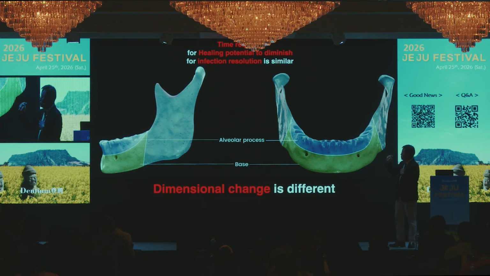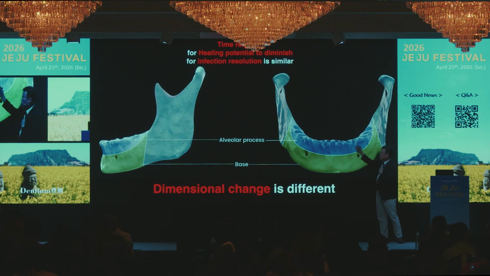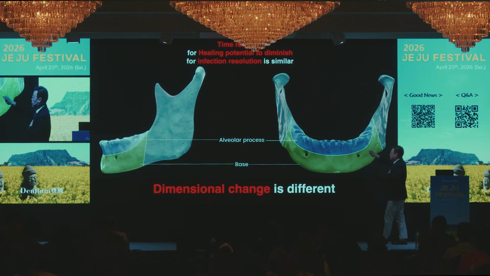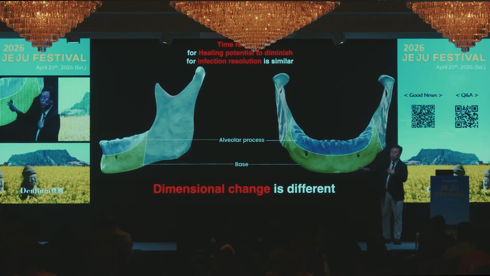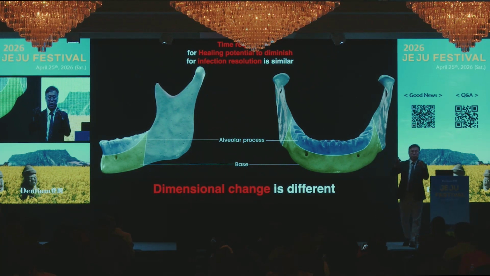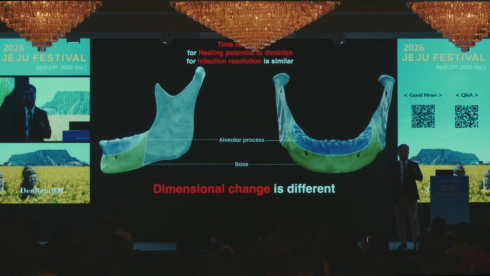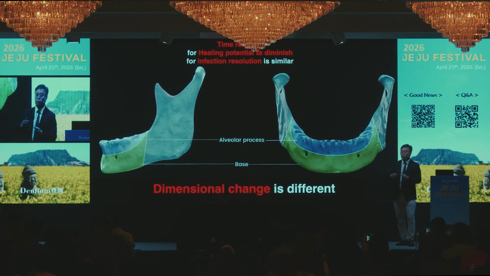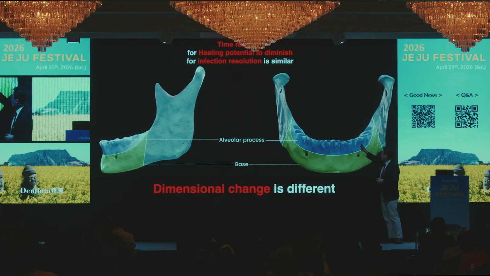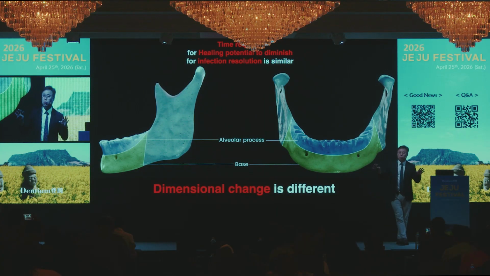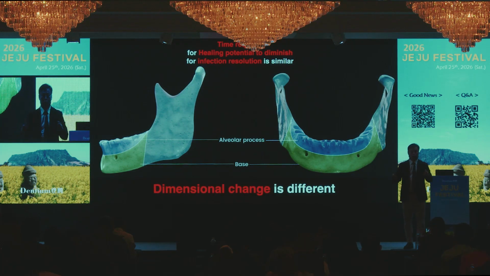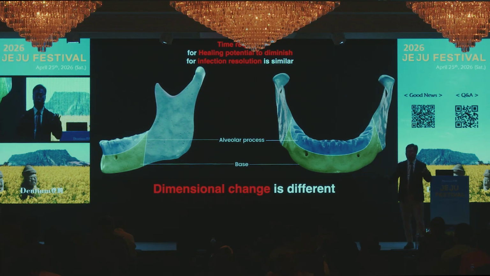Because most of the dimensional change after extraction of the natural dentition happens in the alveolar process. After the major volume loss, we consider placing an implant. Is that correct? Therefore, after removing the implant, there is no major volume loss. Bone loss never happens after removal of the implant. That's the big difference. Volume loss is different.